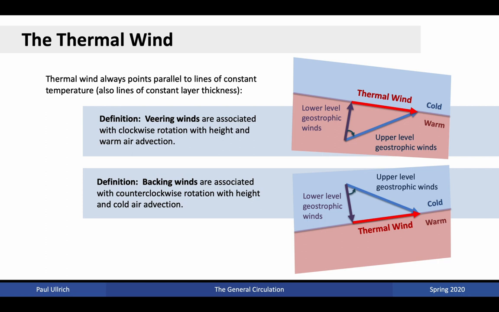Analogously, if the winds instead rotate counterclockwise with height, you end up with a configuration known as backing winds. So these are, again, winds that are rotating counterclockwise as you go from lower altitudes to higher altitudes. And in this configuration, we always have cold air advection. That is, the winds tend to point from the cold region into the warm region.